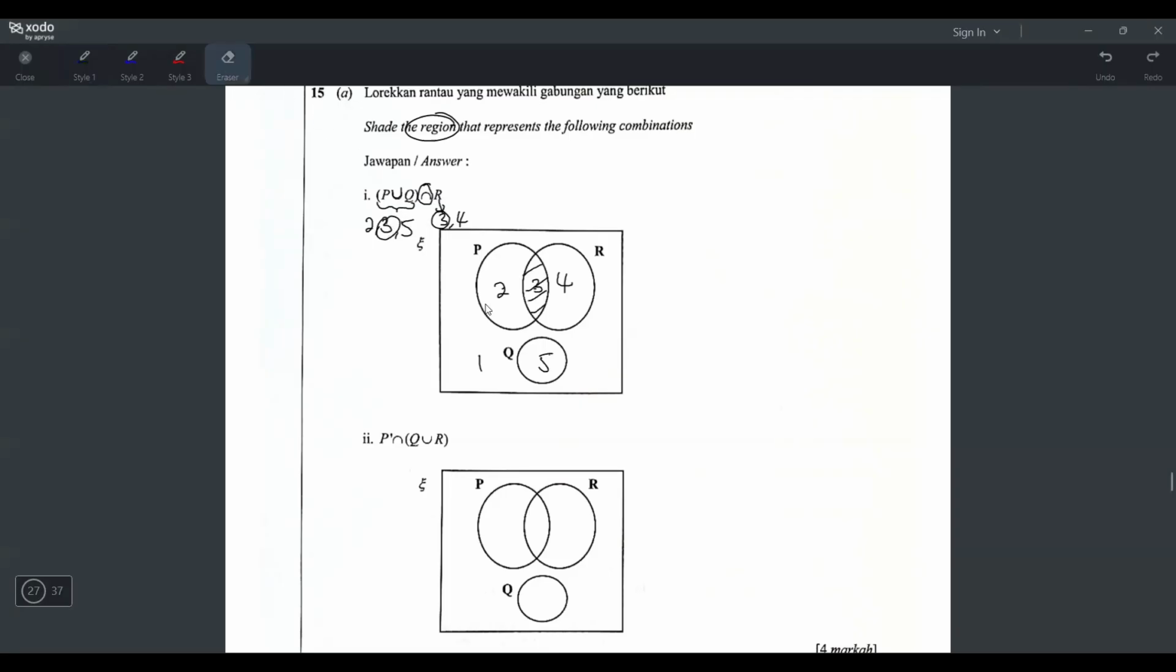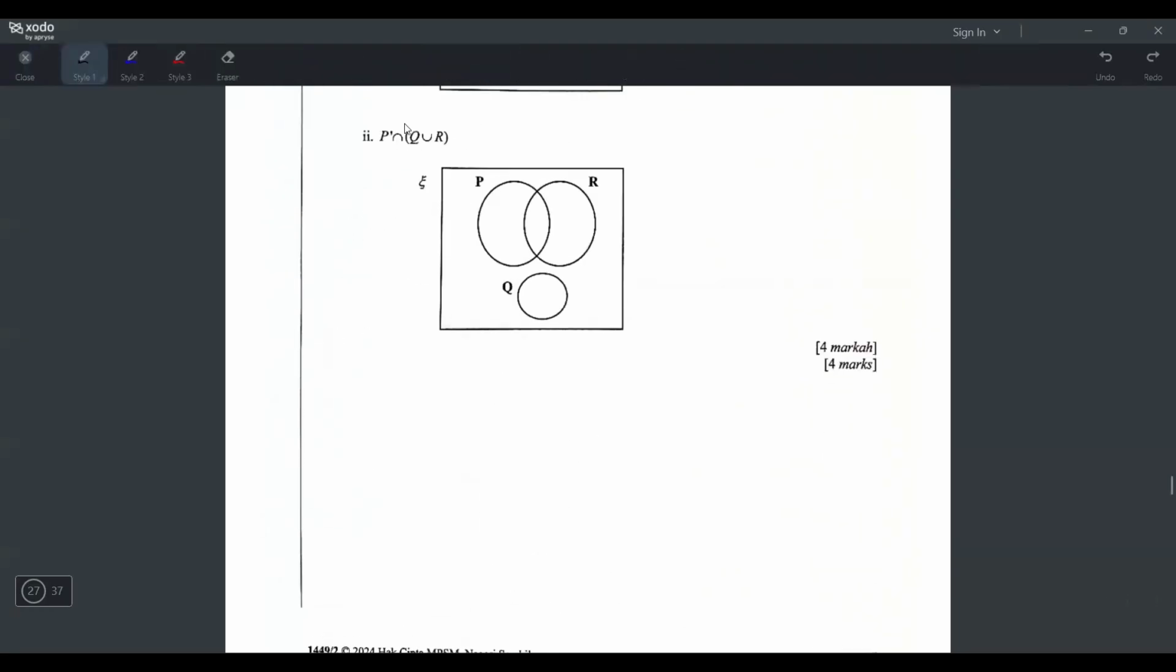But if you use this method, make sure you erase all the stuff here. Then only you shade the region like this, right? Your answer space cannot have anything here. So make sure you erase them. Okay, so this is the answer, right? Okay, let's continue. P complement intersect Q union R, right?